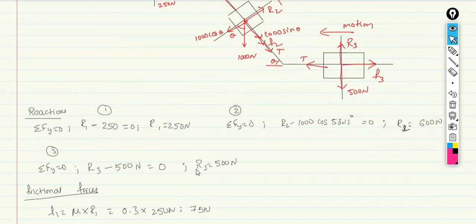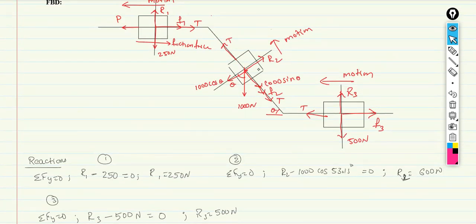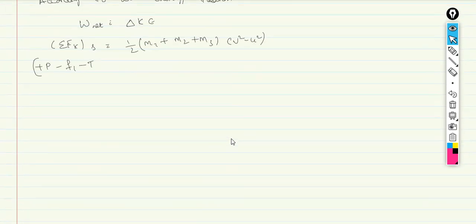So let us go for the second block. Here in the second block, motion is up the plane, T is also up the plane, so automatically T is positive, but 1000 sine theta, F2 and T are opposite to the direction of the motion, so these three values will be considered as negative. So plus T minus 1000 sine theta minus F2 minus T. So that is about block 2.